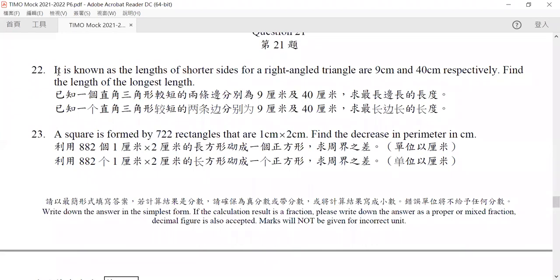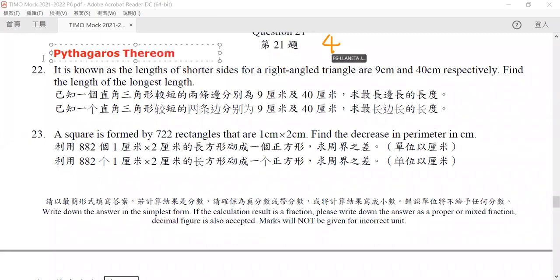Okay, so for question 22, it's known that the length of the shortest side of a right angle triangle is given. Again, this is something very useful, which we call the Pythagoras theorem. The Pythagoras theorem says something like this. Please do not draw in first, okay? Let me draw, because we need to state the Pythagoras theorem first.